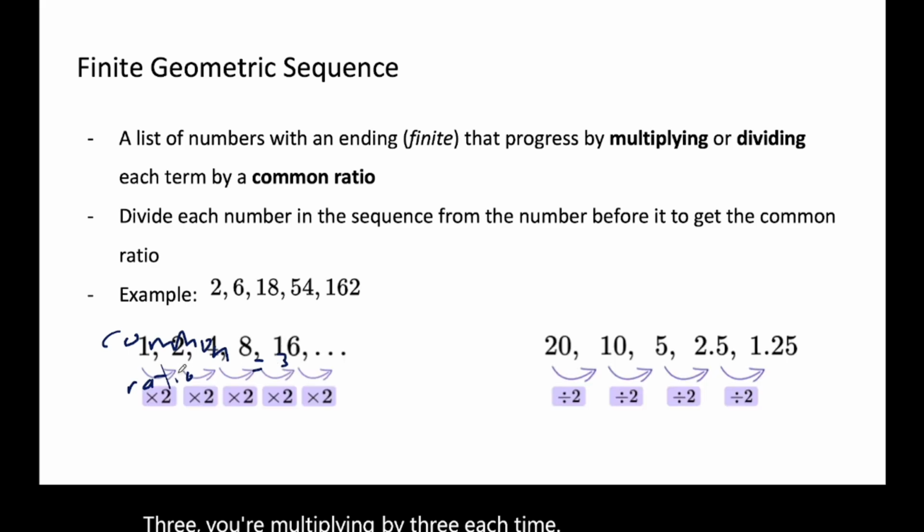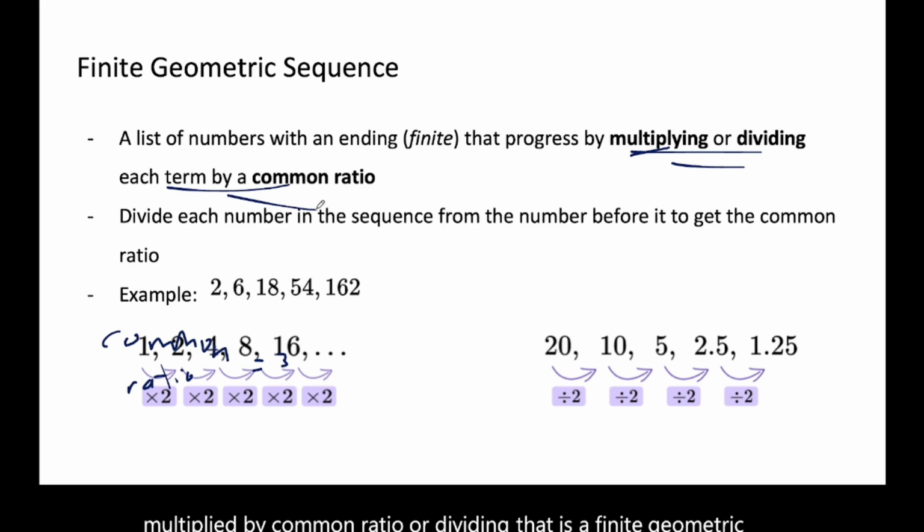Now 1, 2, 4, 8, and 16 over here. You're seeing that this is multiplying by 2 each time. This is another geometric sequence because it's multiplying by 2 each time. Anything that's multiplying or dividing by a common ratio is a finite geometric sequence. Let's say we're doing 20, 10, 5, 2.5, 1.25. That's dividing by 2 each time, so the common ratio is dividing by 2.